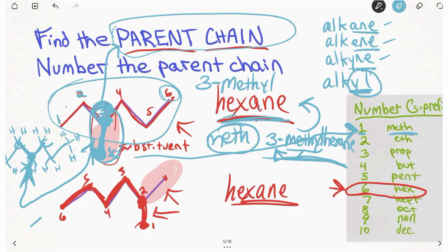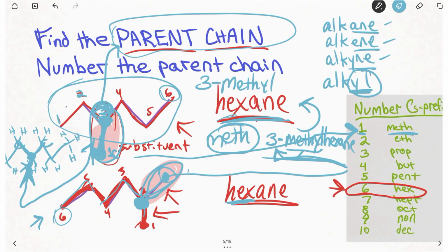So now let's try this one at the bottom. We already see that it has six carbons on the parent chain, and that means hex. It's a hexane, it's all single bonds. So where's the substituent? Here's the substituent right here, and it has one carbon, because the carbon it's attached to is the attachment carbon, which is part of the parent chain. You already counted that in the parent chain, so you don't count it in the substituent. So it's just one carbon.